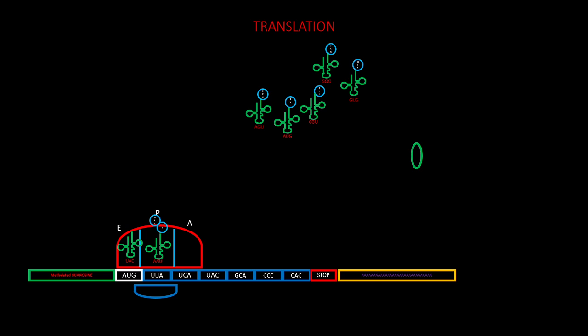Now, the acceptor site of the larger subunit of the ribosome is empty again, so it is ready to receive another tRNA carrying another designated amino acid, which will be complementary to the third triplet codon UCA of the mRNA. So here comes that tRNA, and as you can see, it is carrying an amino acid. And similarly, the process will repeat itself.